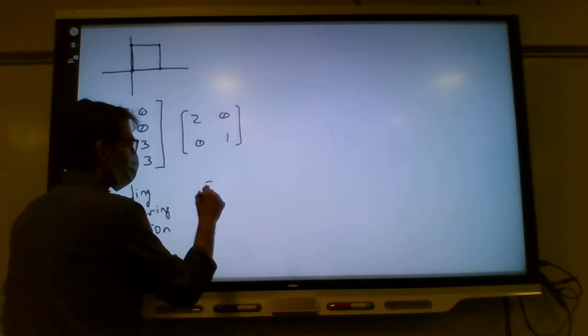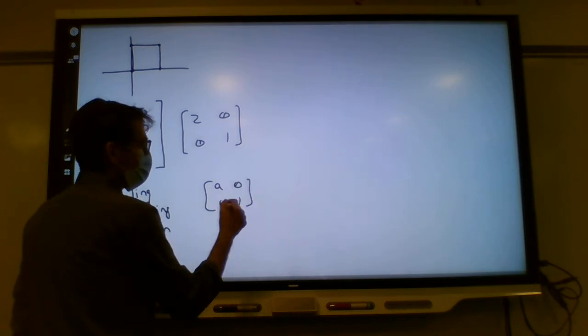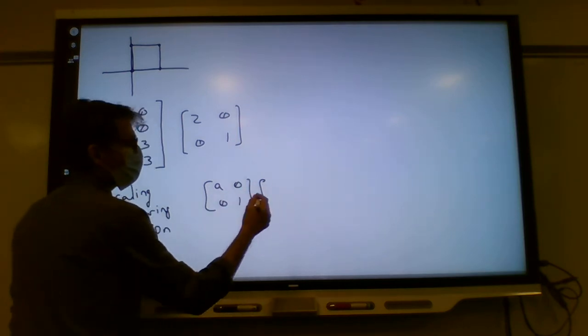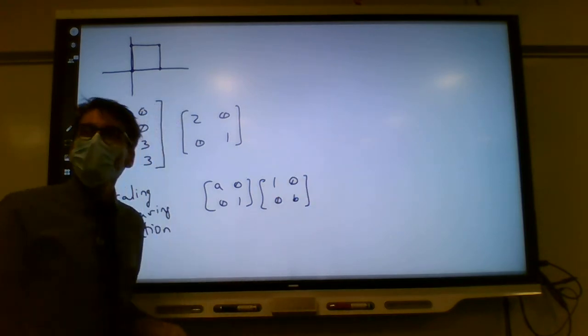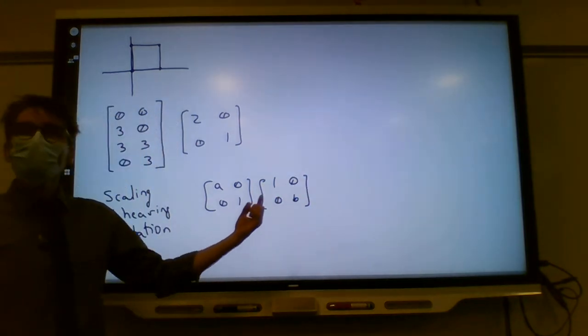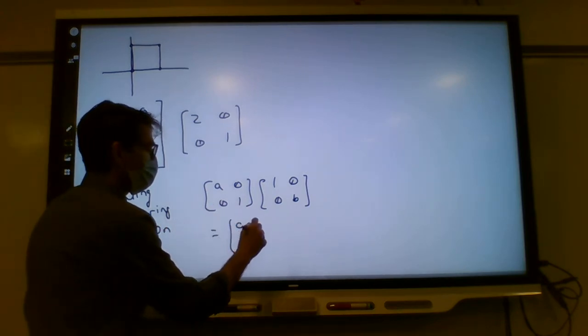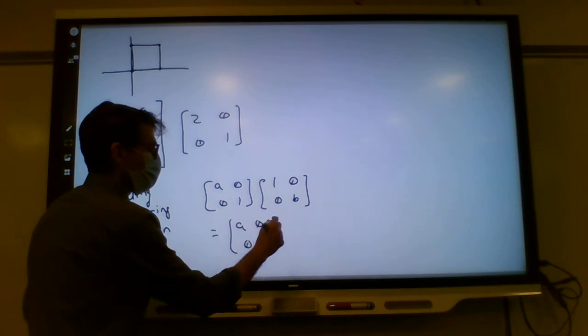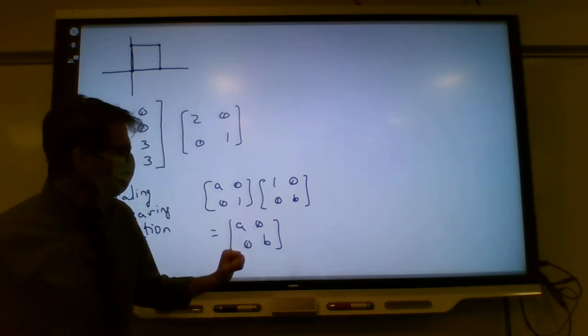So we could have something like A, 0, 0, 1, and then do the other. And the end result was a matrix that would do both scaling aspects at the same time. All right, so we went through this. We saw how that works.